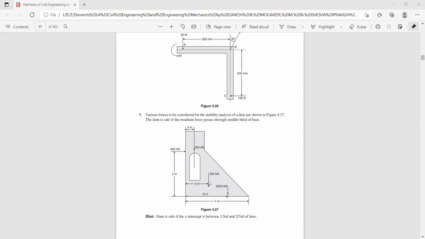And this one, a 500 Newton force, and the perpendicular distance is 5 meters. It creates a clockwise moment. 500 into 5. Again, this 2000 kilonewton force is also acting downwards like this, and the perpendicular distance is 6 meters. So finally, sigma MA is equal to 600 into 4 minus 200 into 4 plus 500 into 5 plus 2000 into 6. So what is the value?